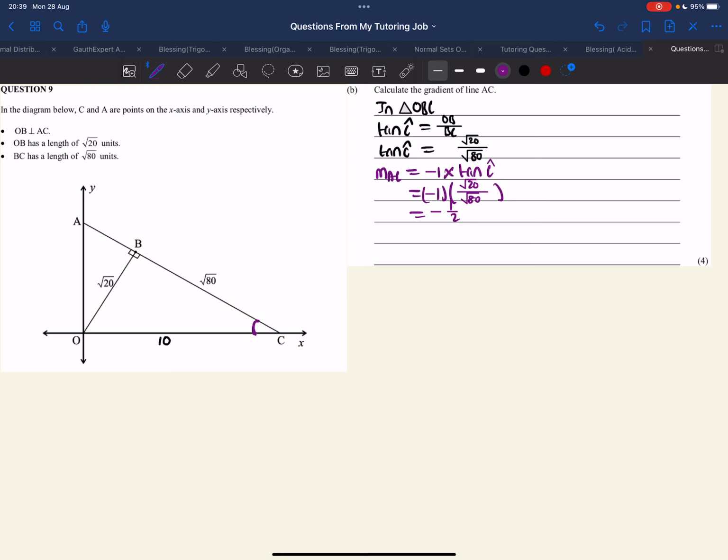Remember, the gradient of any line going this way, this way, or any kind of way like that, has to always be negative. And any gradient going that way and that way is going to be positive. So if we were dealing with the gradient going that way, we would just say the gradient equals tan of C. But for this one going that way, we have to multiply tan C by negative 1.